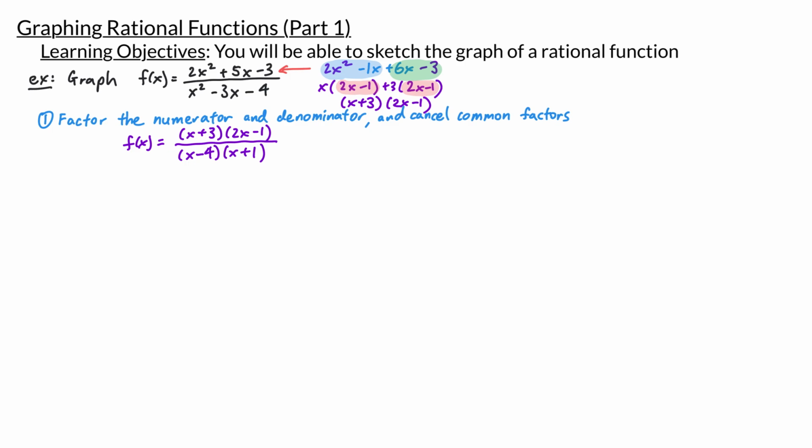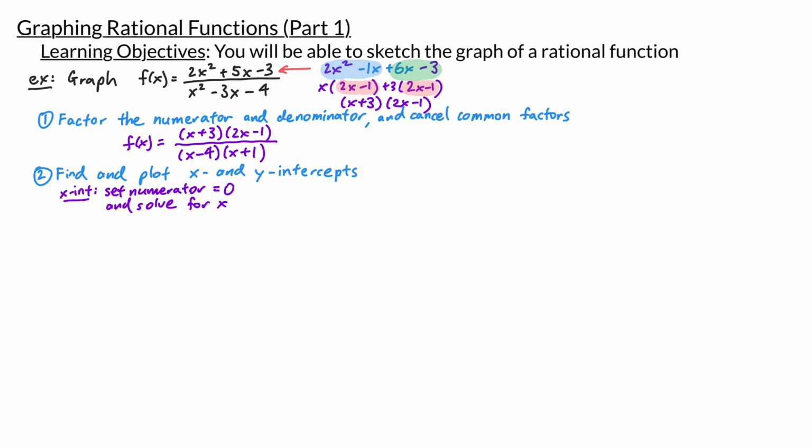After factoring our rational function, the next thing we want to do is find and plot our x and y intercepts. To find the x-intercepts, normally for a function we set it equal to 0 and solve for x. But in the case of rational functions, all we have to do is set the numerator equal to 0 and solve for x. So here we're going to have x plus 3 times 2x minus 1 equals 0. Now, if we have a product of two things and it equals 0, that tells me that either the first factor equals 0 or the second factor equals 0.